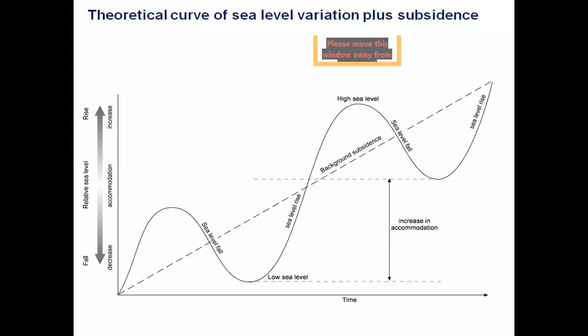So sea level rise and then sea level fall. Again, there's sea level rise, and you can see the high sea level, and the space of accommodation is much more in that case when the sea level is high, and then sea level fall. Again, you can see there is not even any space in the last period of sea level rise, because they are below the level of the previous cycle.